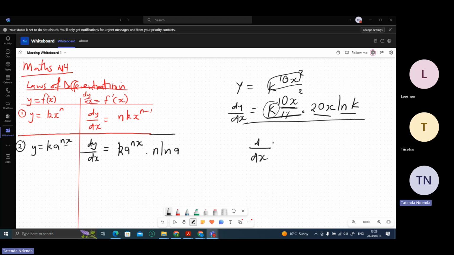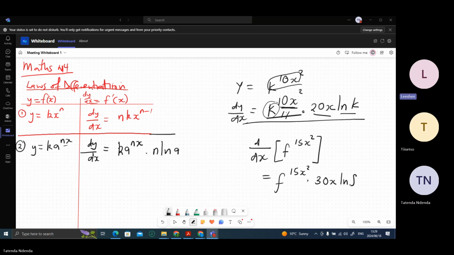Y is equals to d over dx, open bracket, 10, not this one. How much will be the answer here? This one is for you, Lishan. We write it first as it is, and then we get 20, multiplied by 30x. Ln of k.